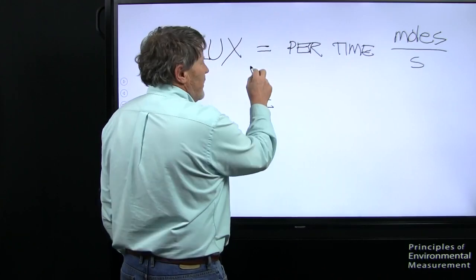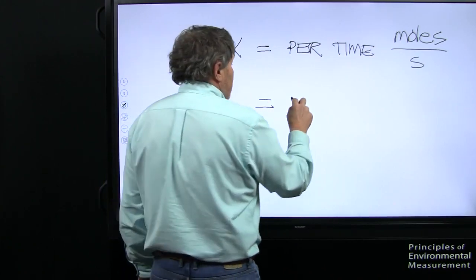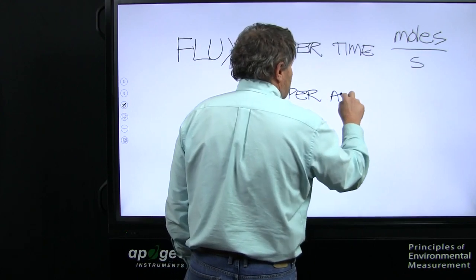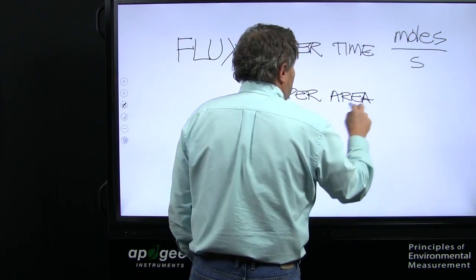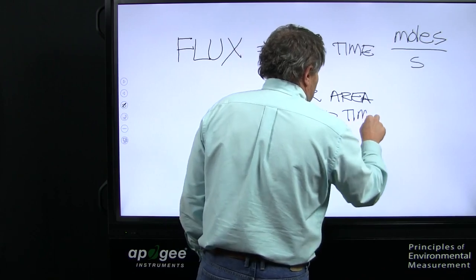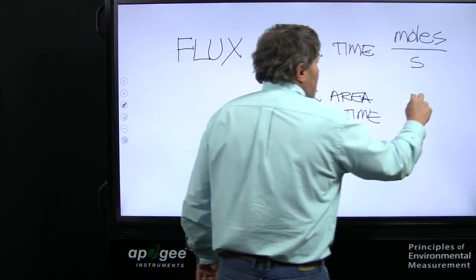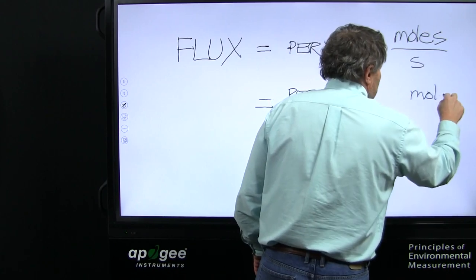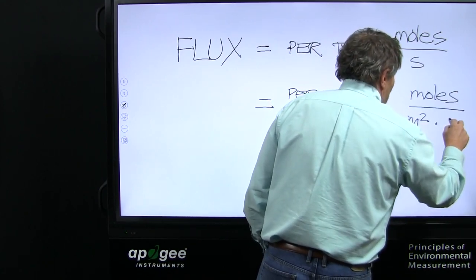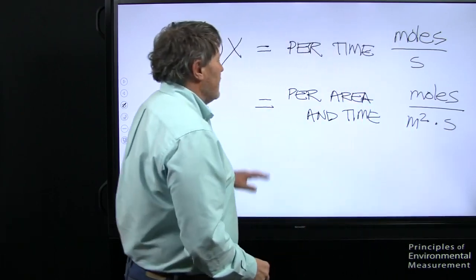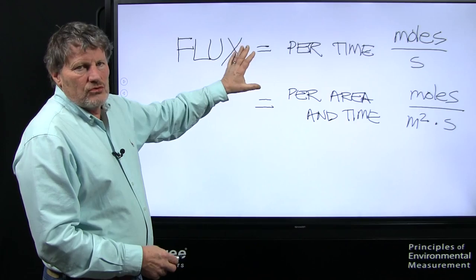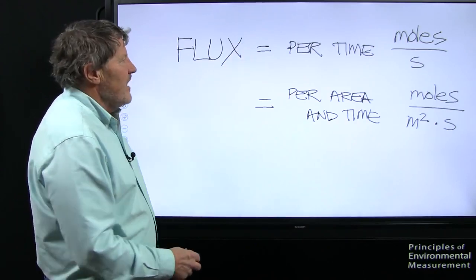But equally valid is per area and time. Together, and this means moles per meter squared per second. Even in physics, these two things are used interchangeably.